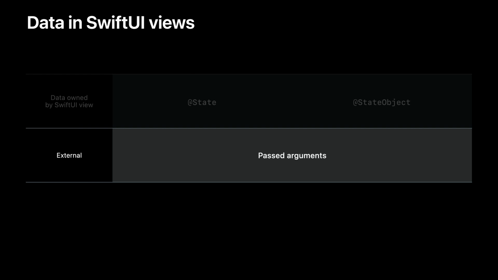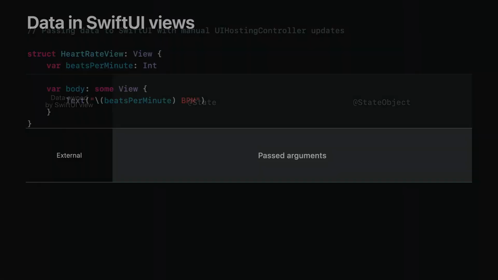One way to handle data external to SwiftUI is to pass values directly when you initialize your views. Because you are just passing raw data that is not owned or managed by SwiftUI, you are responsible for manually updating the UI hosting controller when the data changes. Let's go through an example.